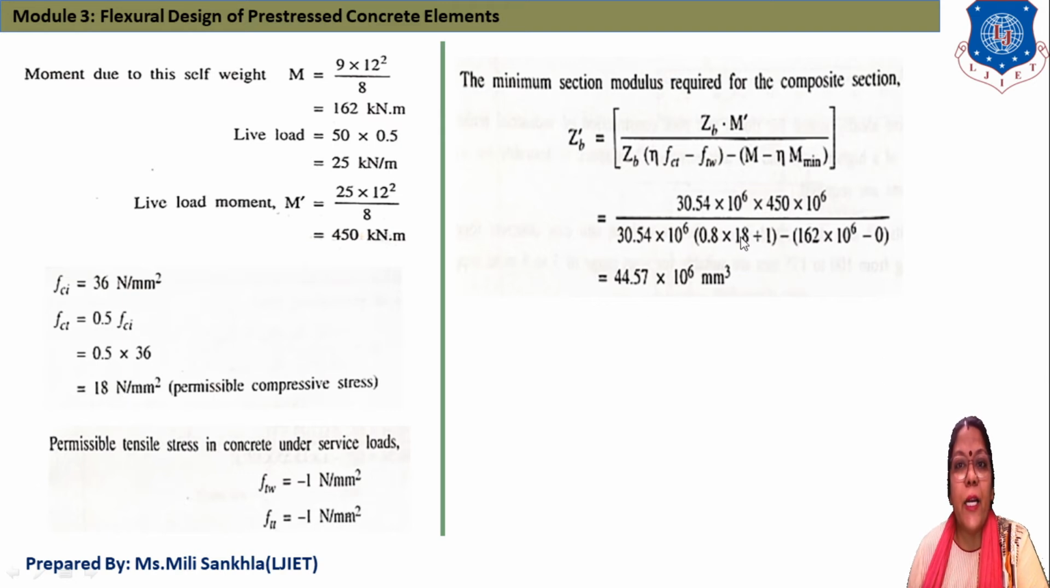Okay, this one FCT is equal to the compressive stress, that is 18, plus second term, minus FTW. FTW is equal to -1, so minus minus plus. M is equal to our moment, that is the moment due to self weight of the composite section, 162 into 10 to the 6, and the minimum moment is equal to 0. So 0.80 into 0 is equal to 0. Ultimately our section modulus Z dash B is 44.57 into 10 raised to 6. This one is the section modulus for the overall composite section.